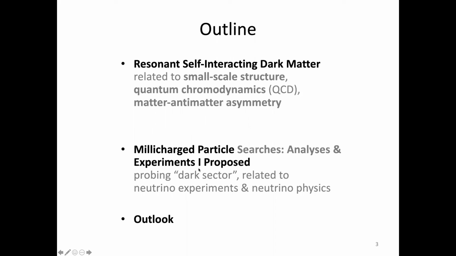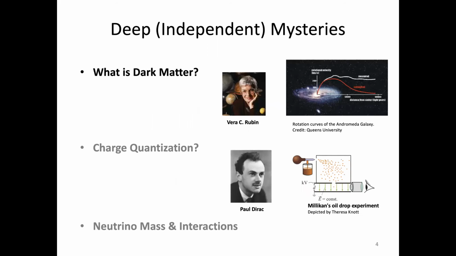In general, this story is a probe of the dark sector idea, meaning that in the low mass dark matter scenario, you need various different kinds of ingredients, either Millicharge or something else. These are just two possibilities. And it would be related to neutrino experiments and neutrino physics. And then I'll give the outlook.